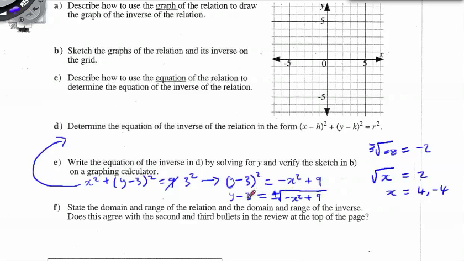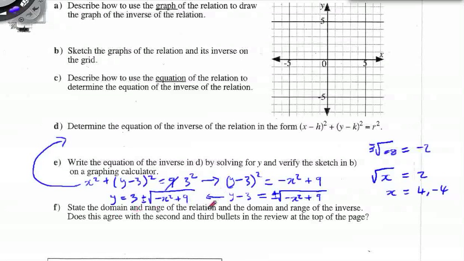Okay, so the last part is to bring the 3 over. So I'm just going to write the equation over here. Y will equal, bringing the negative 3 over, it becomes positive, so 3 plus or minus the square root of negative x squared plus 9.